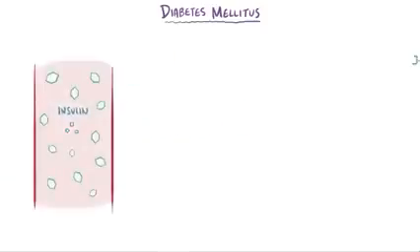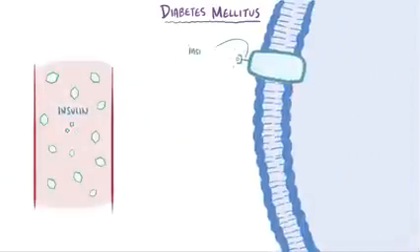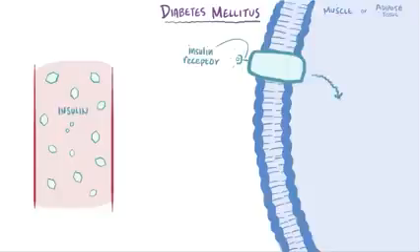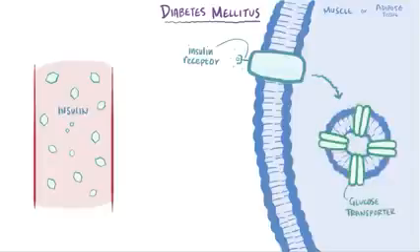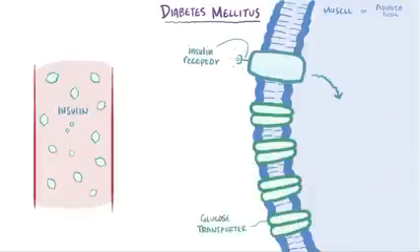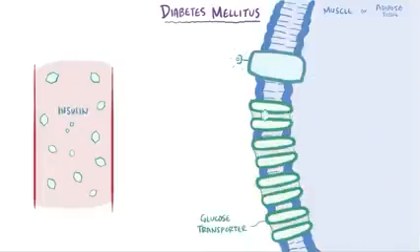Insulin reduces the amount of glucose in the blood by binding to insulin receptors embedded in the cell membrane of various insulin-responsive tissues, like muscle cells and adipose tissue. When activated, the insulin receptors cause vesicles containing glucose transporter that are inside the cell to fuse with the cell membrane, allowing glucose to be transported into the cell.